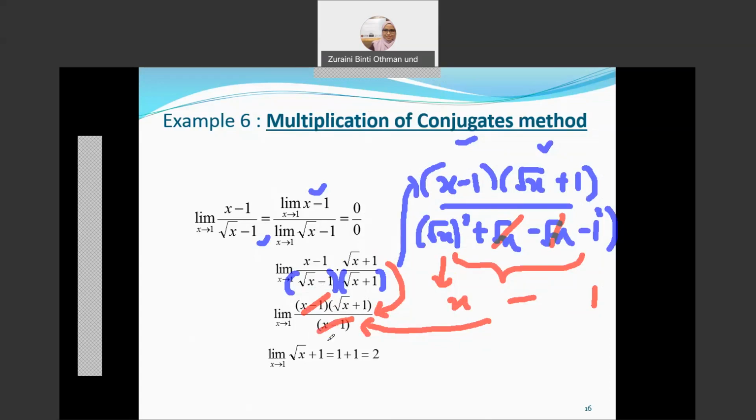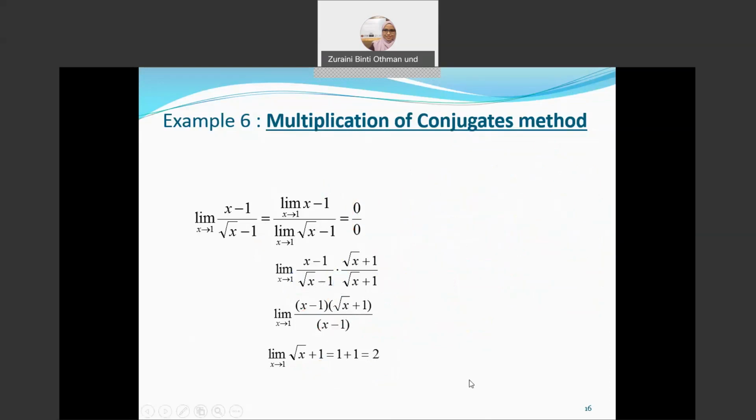So now yang tinggal ialah yang ini saja. So we replace 1 into x, then we get 1 plus 1 become 2. That's the conjugate. Okay, dapat answer. Instead of our answer is 0 over 0, then we know already the limit is 2.